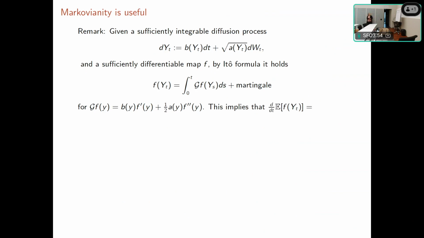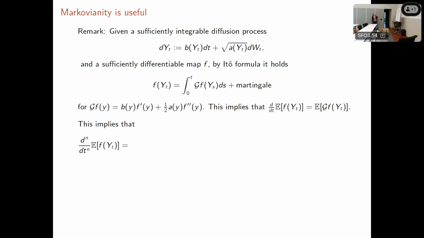Here I skipped a step that would have been useful. If you compute the expectation on the left and on the right, the martingale disappears. It's a martingale that starts in 0. And so you get that the expectation of f of Y_t is equal to the integral from 0 to t of the expectation of what is inside the integral. Which means that if we want to differentiate the expectation, we just need to get rid of the integral and we get this derivative.